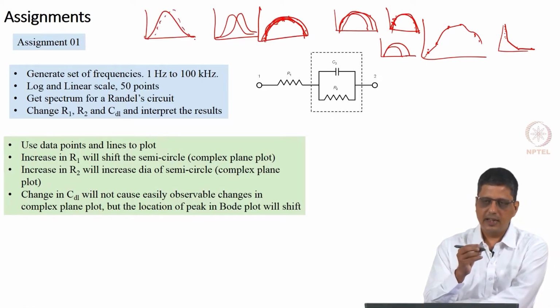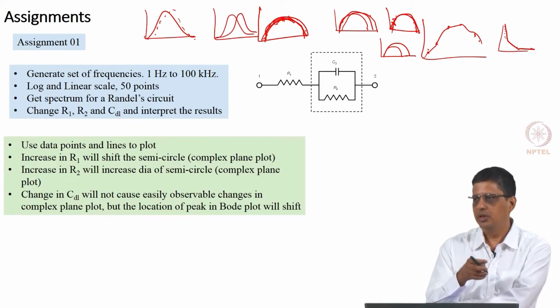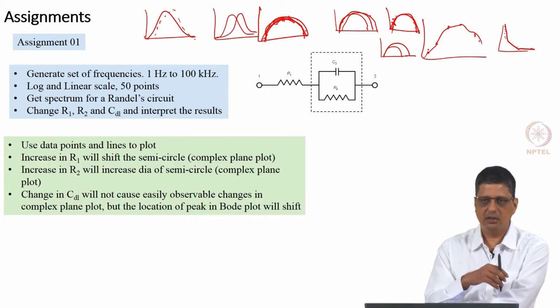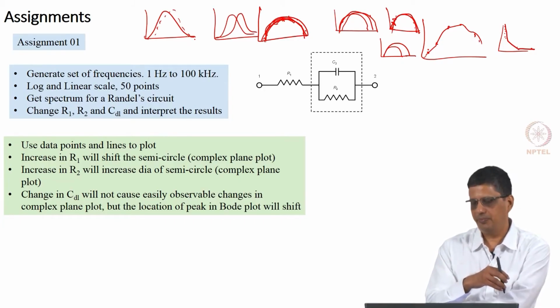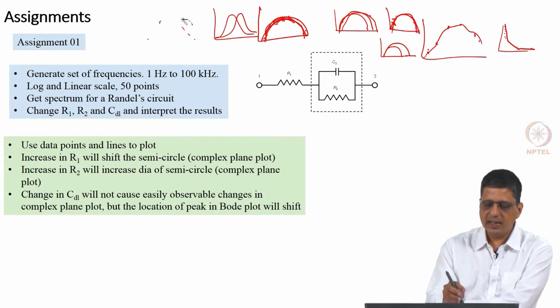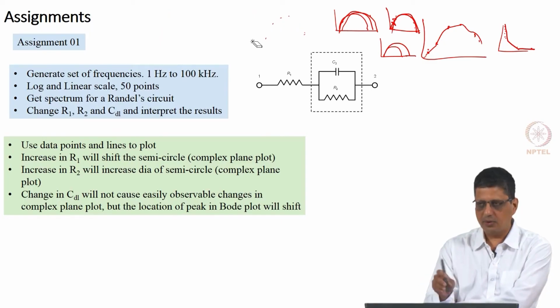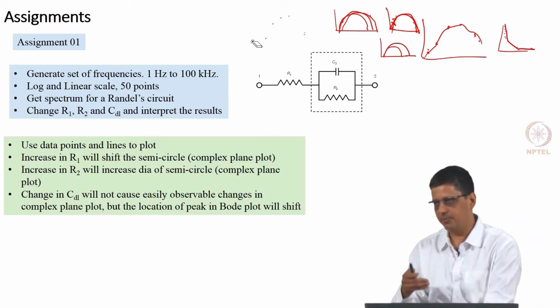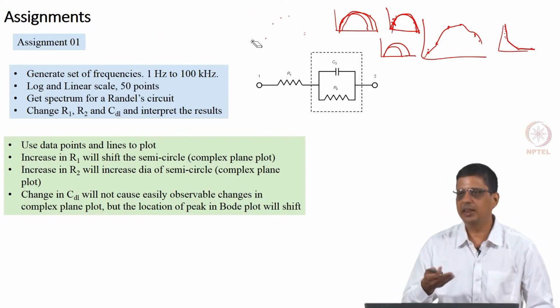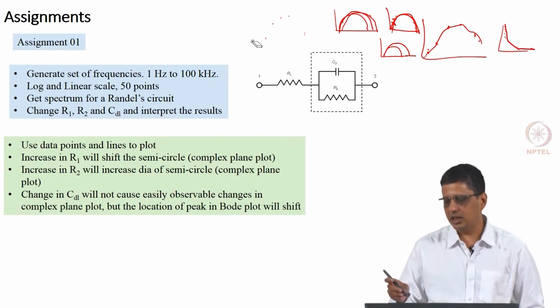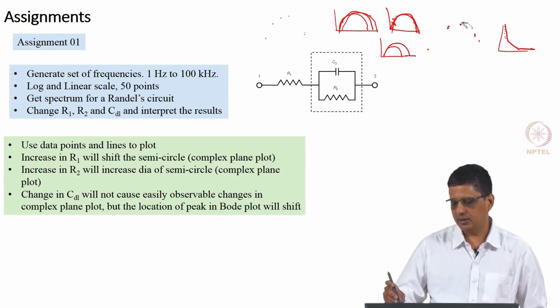So, if there is a change in CDL and other parameters do not change, it is easy to see that in the Bode plot. If there is a change in R1, R2, it is easy to see that in the complex plane plot. That is what I would expect you to tell. It is not just okay, you can do this, you can get this, go step by step, show me the plot, and then I would like you to actually think about the meaning of those results.